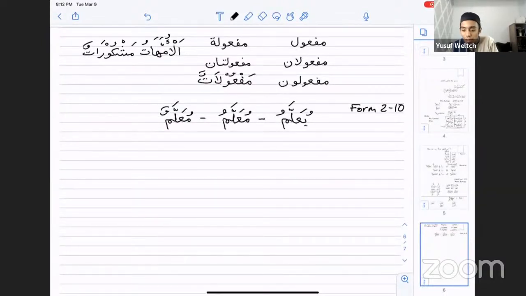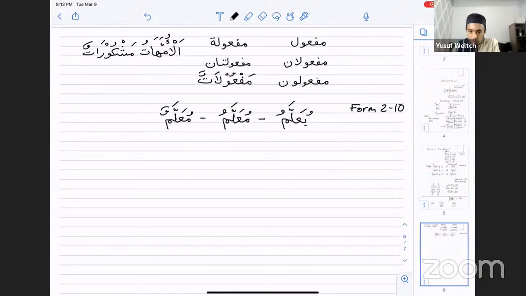So if you change it to a noun, then how would you say it? Last time we changed yu'allimu, he is teaching, to mu'allimun, which means teacher. And this time we're changing yu'allamu, he is being taught, to mu'allamun. So he is therefore the one being taught? Exactly. Perfect translation. You could say student as well.